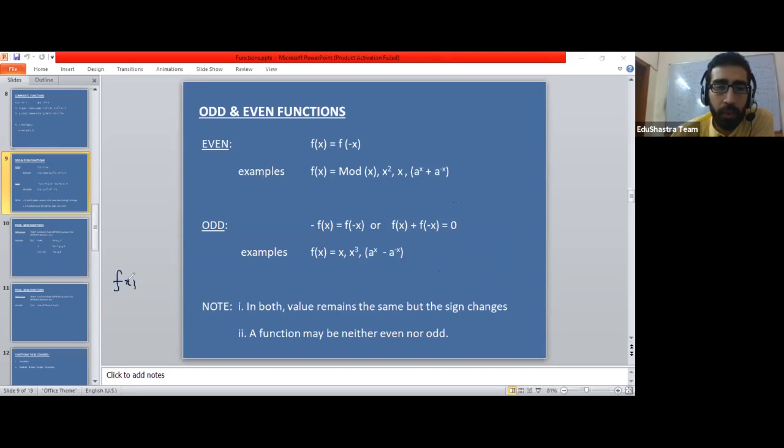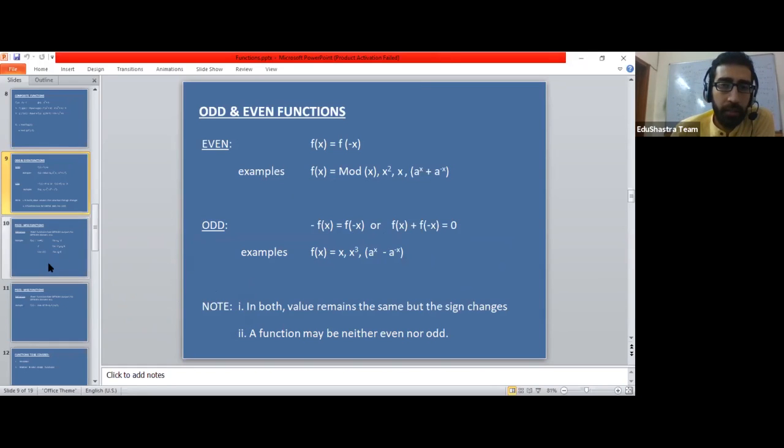Many examples: f of x equal to x minus 2 whole squared. If you put x equal to 2, then f of x is 0. If you put x equal to minus 2, then f of x is 16. The value is not the same. f of 2 is 0, f of minus 2 is 16. Clearly not an even or an odd function. So this is something you should note and remember.